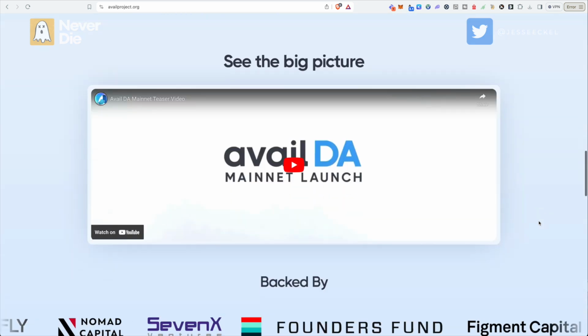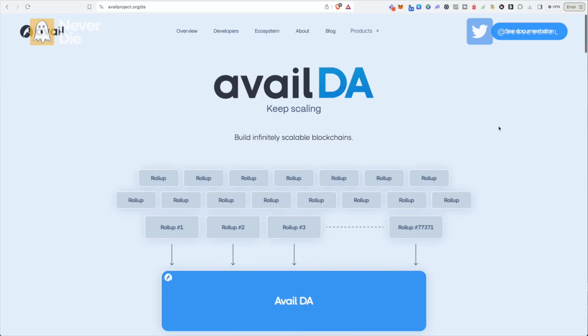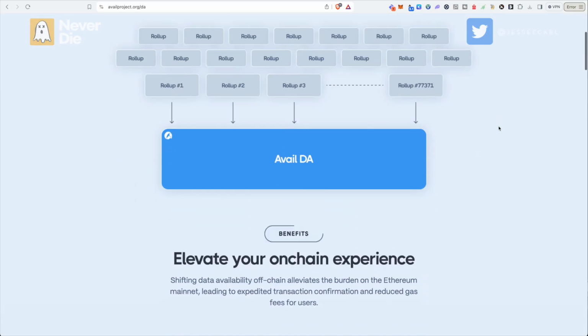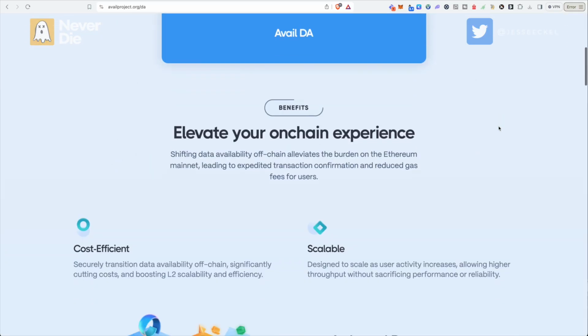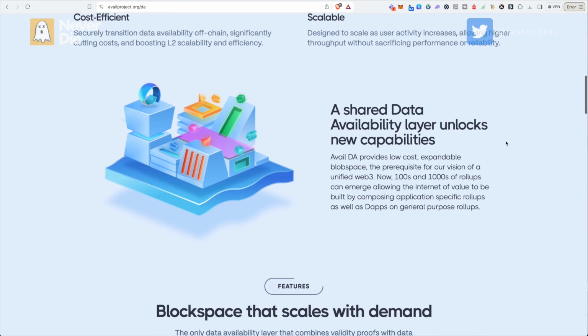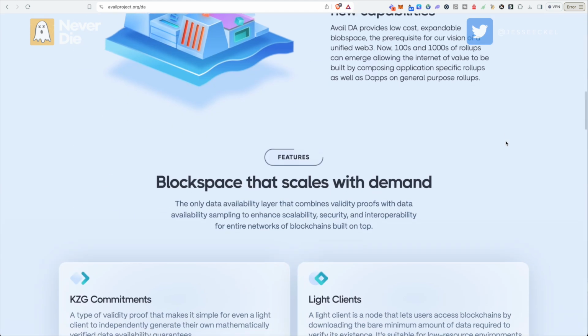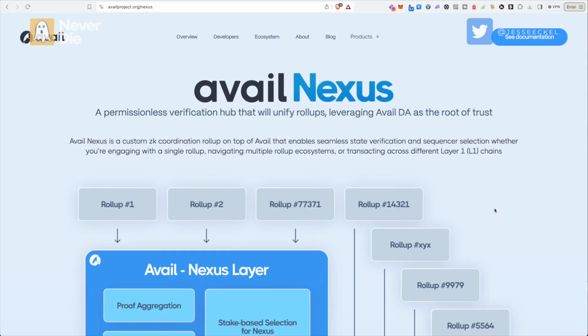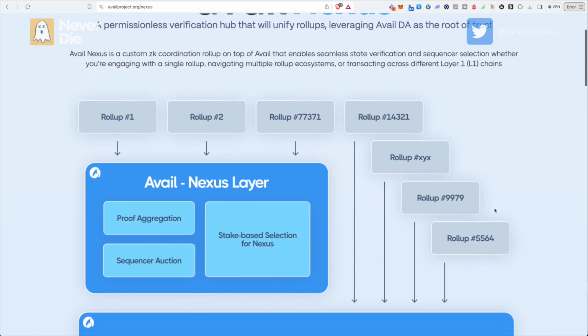It basically allows L2s to have way cheaper transactions because they're posting their data to a different source than Ethereum. So it's a lot cheaper to post their data to something like Avail DA than it would be to post it to Ethereum. They have Avail Nexus, which would be similar to something like the AggLayer, if you're familiar with the AggLayer.